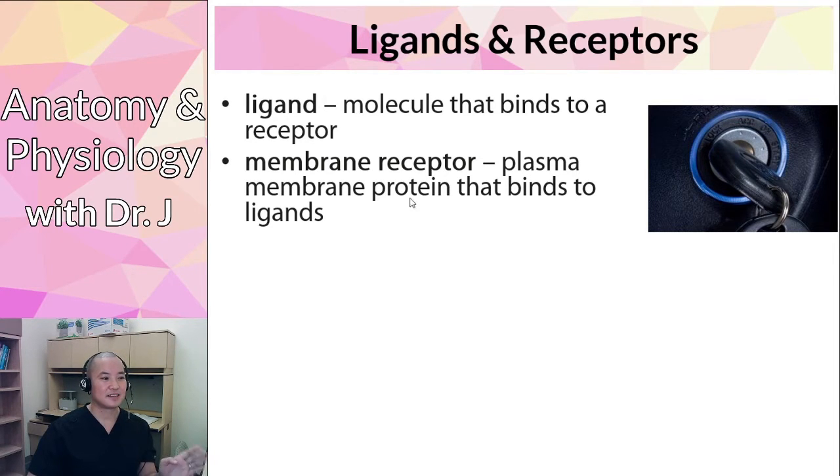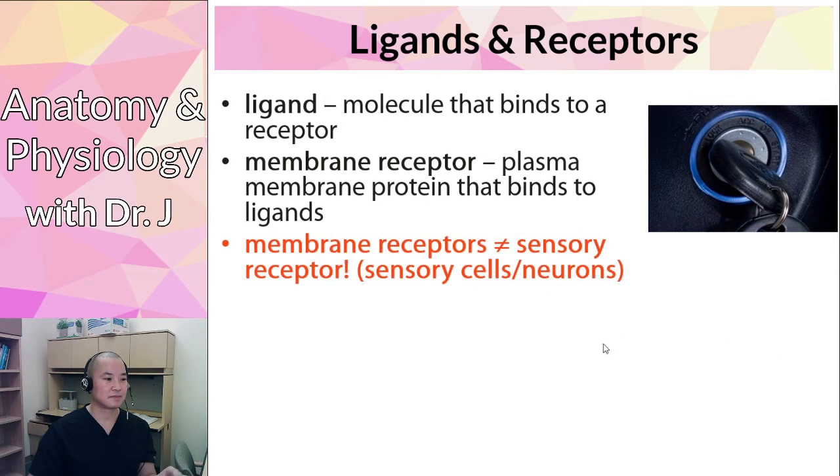So ligands are pretty much anything. You have things that are natural to your body called endogenous ligands, but ligands can be any chemical that can, in theory, activate a receptor or actually block a receptor. These membrane receptors, these protein receptors, are not the same as sensory cells and neurons. So now we're talking about the smaller version of these receptors. We're not talking about sensory neurons.